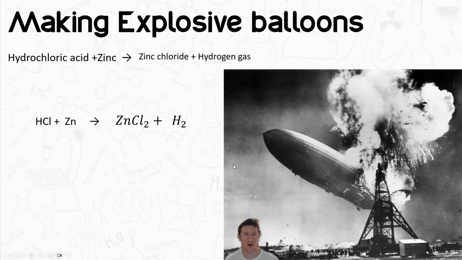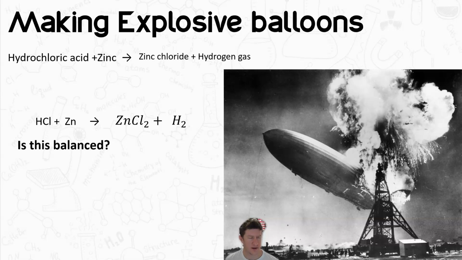What we can do is use a similar reaction to make an explosive balloon. This is something I'll show you in class when we do our experiments. If you get hydrochloric acid and add zinc to it, and a good, readily available source of zinc is aluminium foil, which contains some zinc, it produces zinc chloride, so you'll see a solution in the bottom, but more importantly, it produces hydrogen gas. You can get enough to fill up a balloon, and then I'll recreate the effect of the Hindenburg by igniting that balloon. You'll see just how volatile, just how explosive that hydrogen actually is.